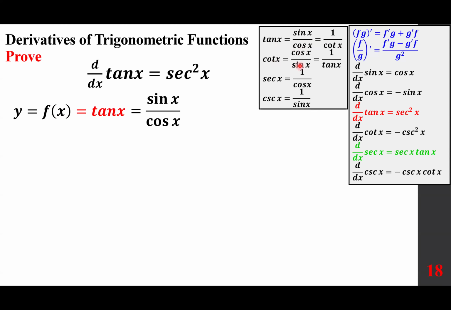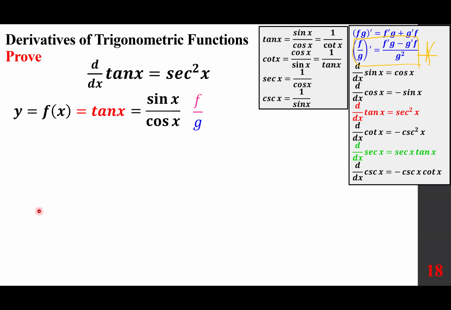Cotangent x is cosine over sine, also 1 over tangent. This is the reciprocal identity, and so are these two. Secant x is 1 over cosine x, cosecant is 1 over sine x. So we are using the fact that this is sine over cosine. Therefore, we're going to write it as f over g and use the quotient rule, f prime g minus g prime f over g squared.